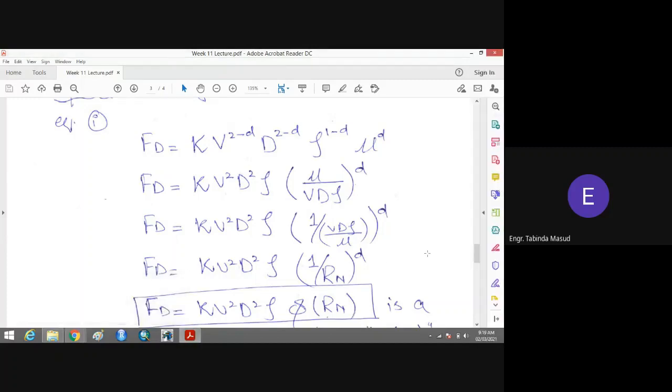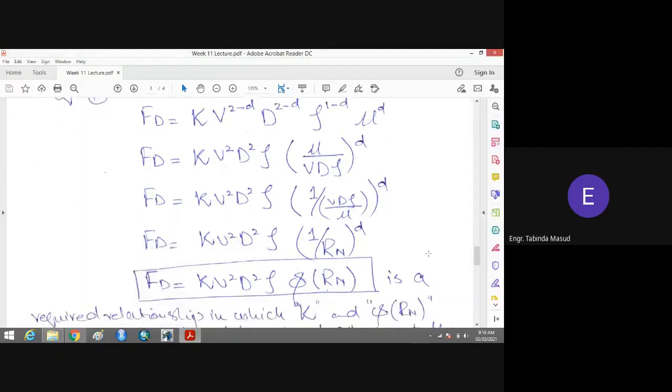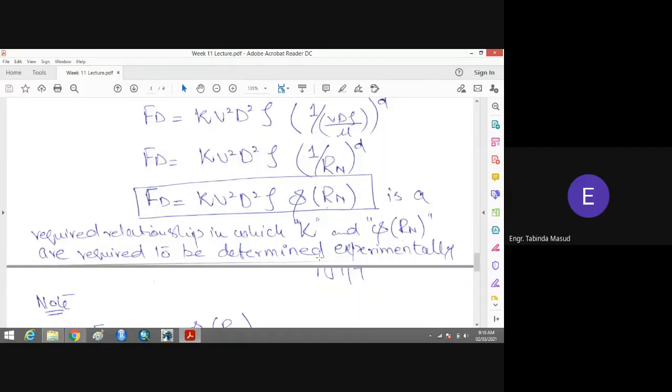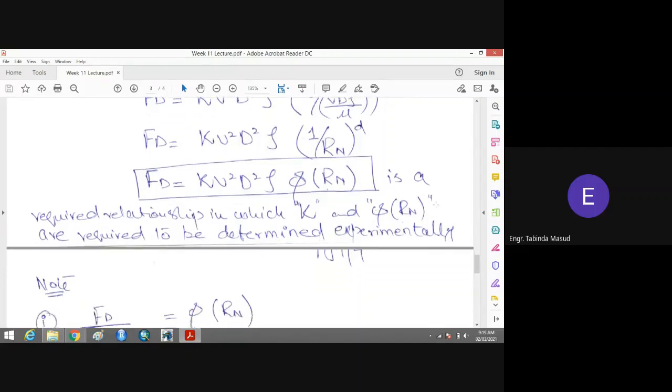So this is a required relationship, in which there are two unknown things. This is the required formula which we wanted to develop, and in this formula two things are required to be determined: what is the value of K and what is this function of the Reynolds number.